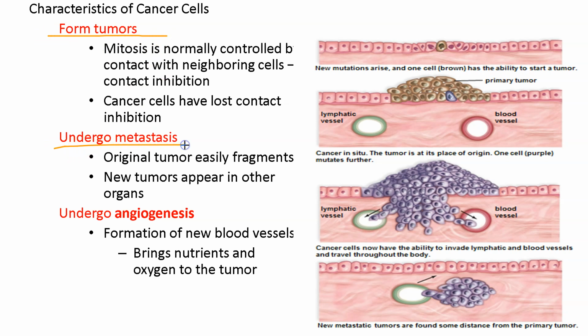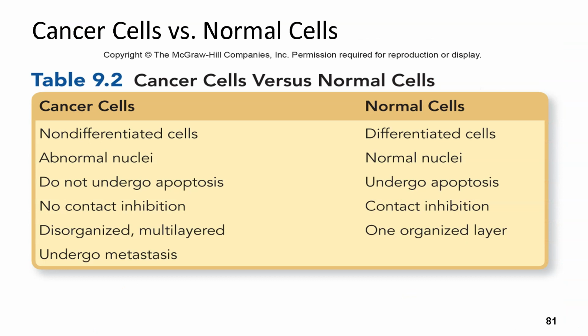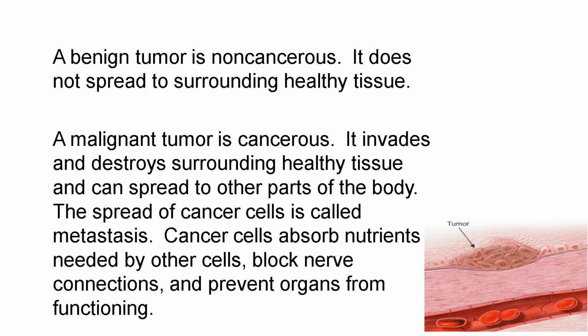They undergo metastasis, which is spreading to other tissues, and angiogenesis, which is kind of a really sinister way of basically hijacking your blood vessels, making more of them so they get nutrients and oxygen. Pretty crazy, right? And so cancer is a really hard disease. Of course, we'll all be affected by it one way or another. And so cancer cells versus normal cells. And then benign is non-cancerous.